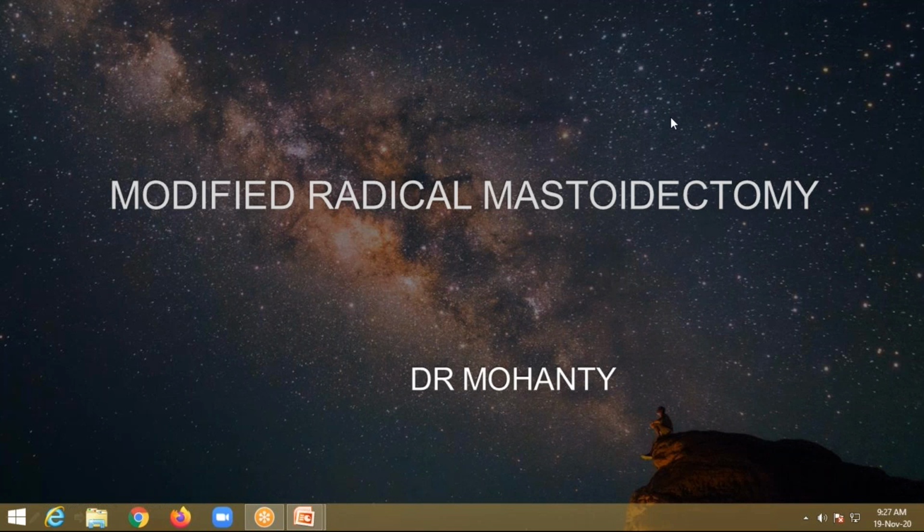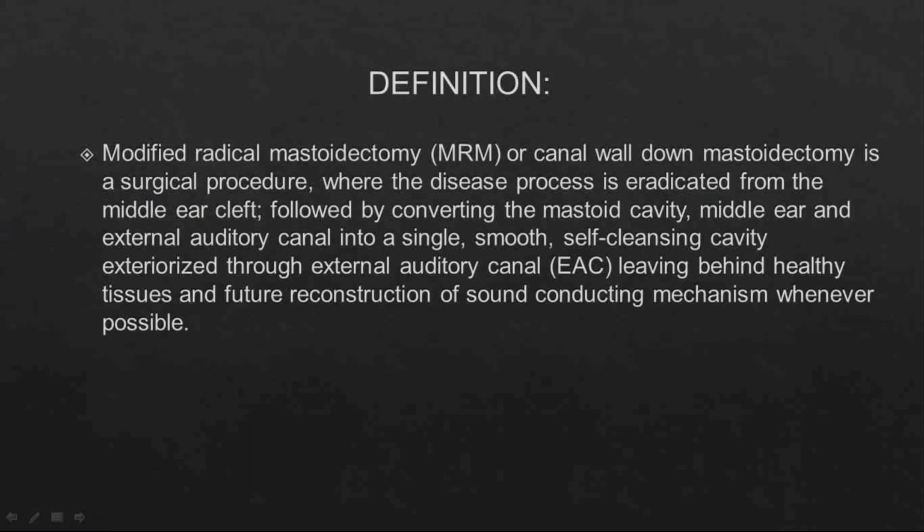So, previously, at the beginning of mastoid surgery, the main focus was on eradication of disease. But with passage of time, the importance of reconstructing the hearing mechanism came into existence. And then this gave rise to the concept of modified radical mastoidectomy, or canal wall down mastoidectomy.